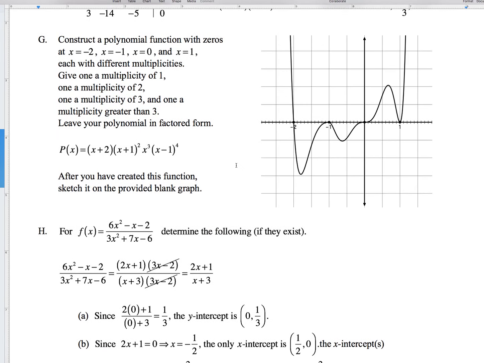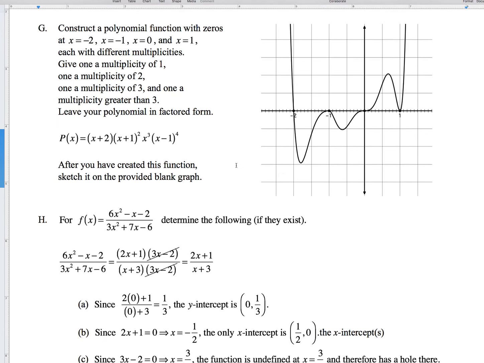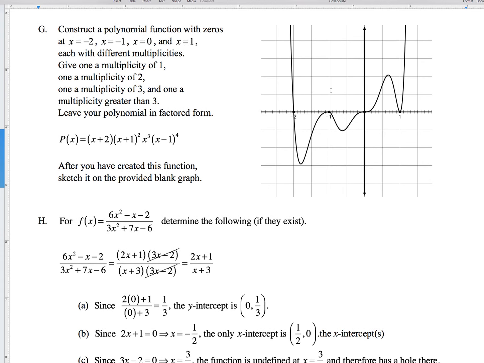Now, for our question Z, I believe this is the exact question we were asked on the practice for exam 2. So it should be familiar to us. I just used the same graph that I used before. We're asked to create a polynomial function with zeros at x equals negative 2, negative 1, 0, and 1. And I will confess that I had intended to leave the grid out.